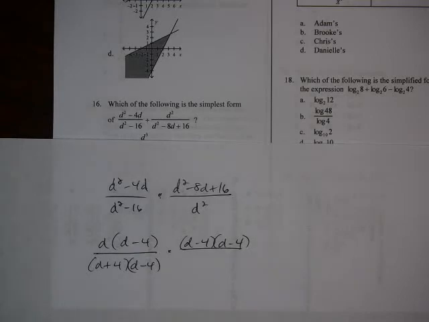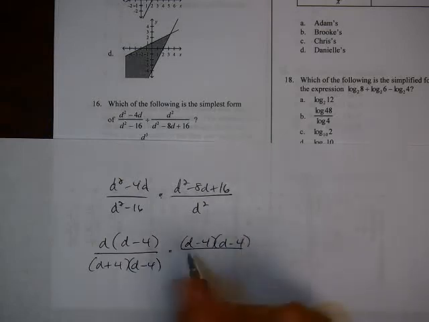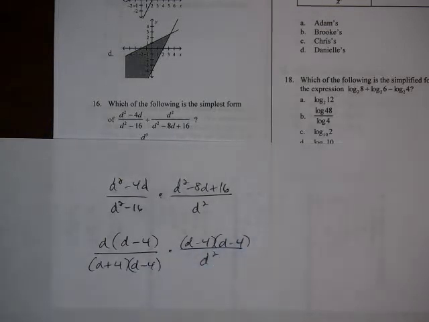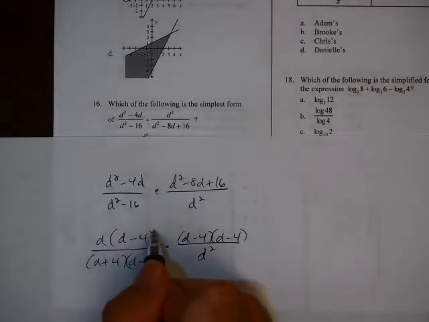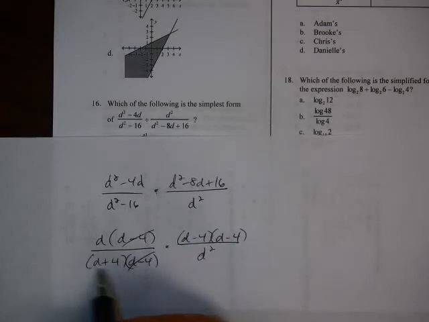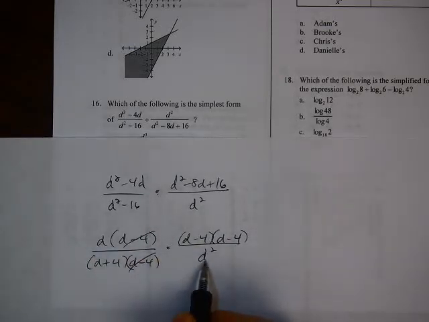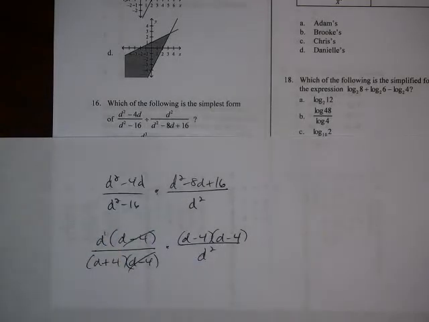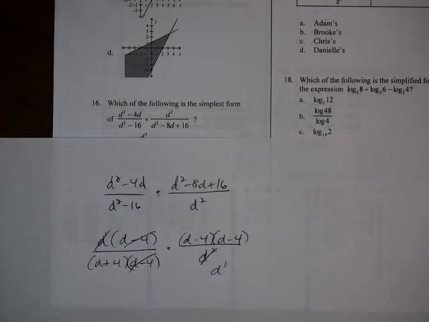Okay. So we got this factored, and then d squared didn't change at all. Now we start to look at what's going to cancel, and I see d minus 4 cancels. And the d on top now cancels with this d squared. This is d to the first, which leaves us with a single d to the first on the bottom of that fraction, on the bottom right.